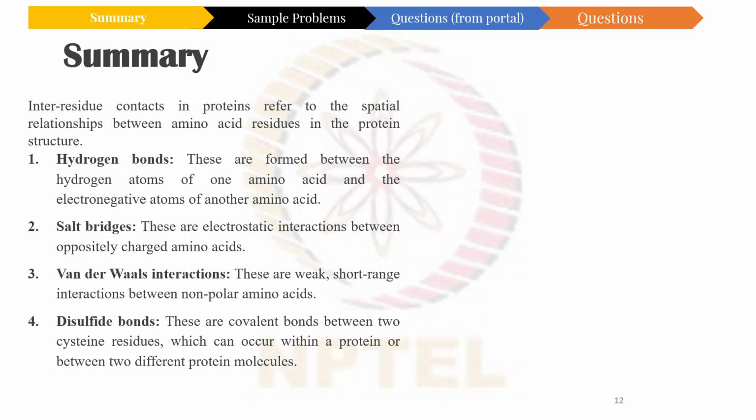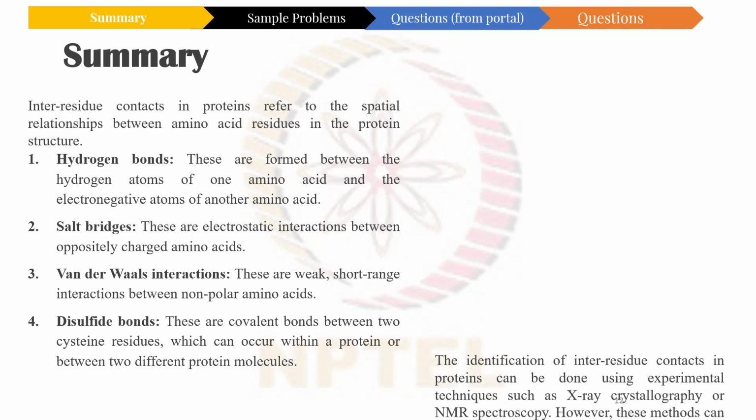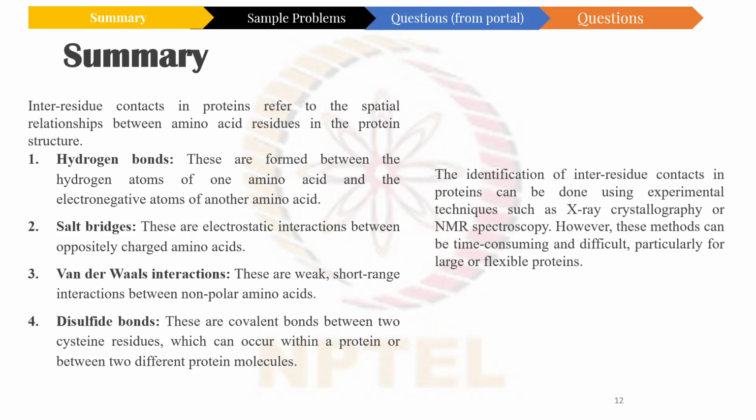So this identification of interresidue contacts in proteins can be done using experimental techniques such as X-ray crystallography or NMR. However, as we discussed, these are time consuming and difficult methods. So therefore, computational methods have been developed to predict the interresidue contacts from protein sequence or structures based on statistical or machine learning models. These predictions can be useful for understanding the protein folding, structure and functions.